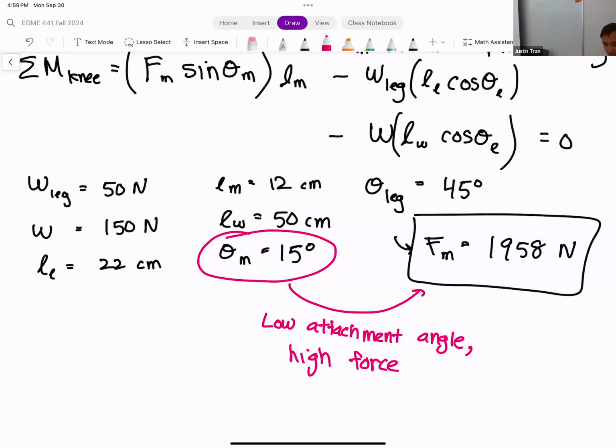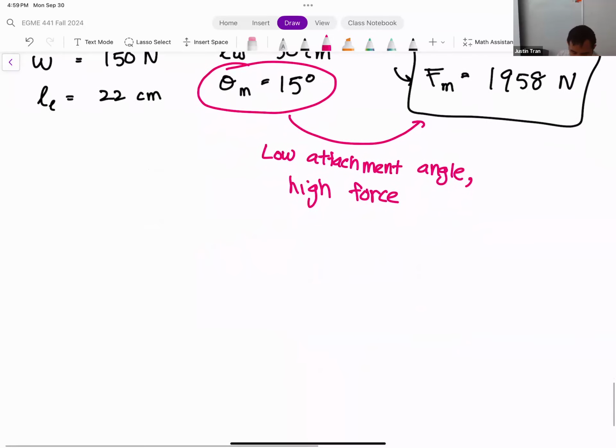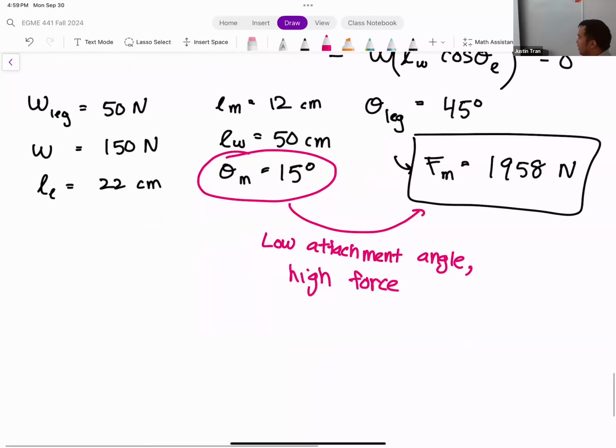And because of the way the quadricep muscle attaches to the lower leg, it doesn't have a very large attachment angle. So it's basically almost parallel. And because of that, your quadricep muscle has to work pretty hard in order to do an exercise like this. It's really just a consequence of the geometry of your body.